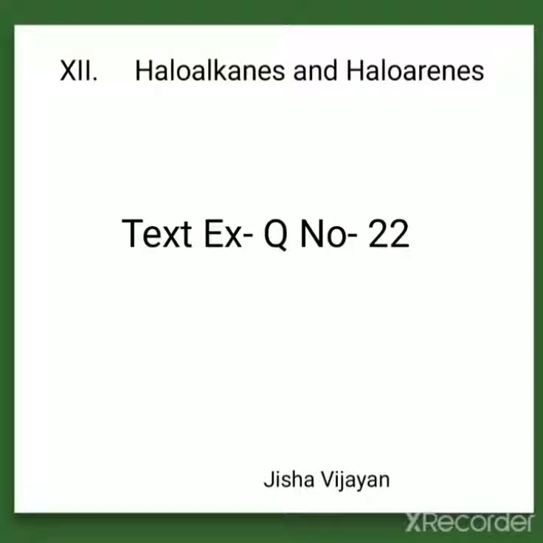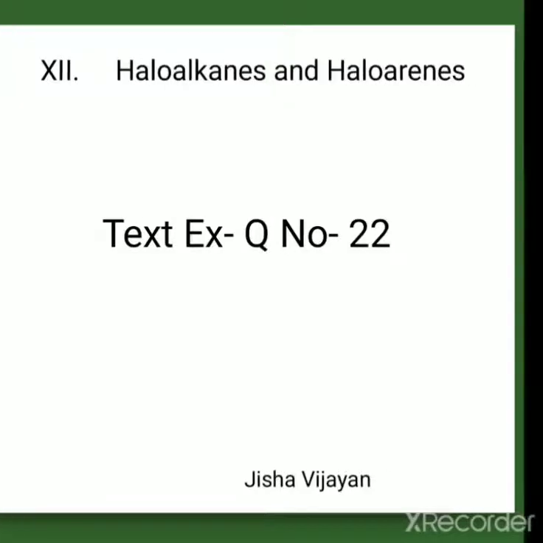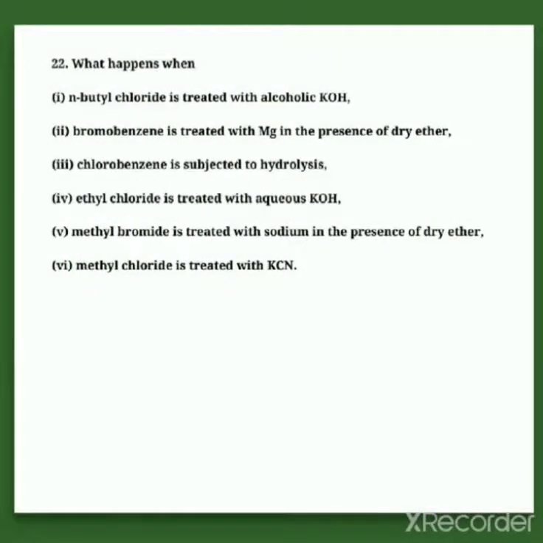Hello students, after the discussion on the equations of haloalkanes and haloarenes, now let us do some problems. It's textbook question number 22. The question is, what happens under the conditions given here, first, second, third, fourth, fifth, sixth and seventh.